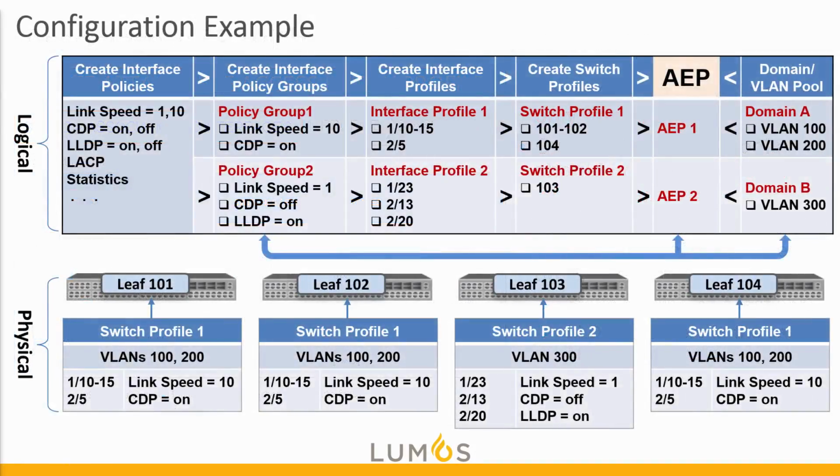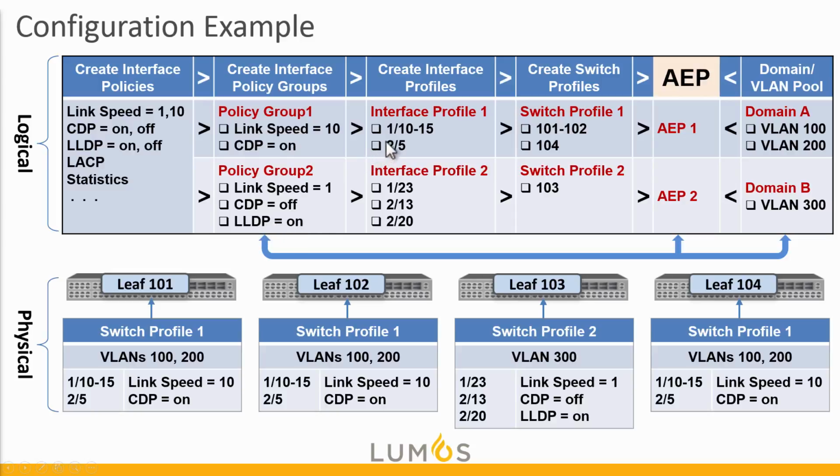So here's a final configuration example. We've created some interface policies. One is link speed 1 gig and another is link speed 10 gig. We've created one policy with CDP on, another with it off, one policy with LLDP on, another with it off. Okay? And then any LACP or statistics or anything like that. We've created 2 policy groups, one with link speed 10 and CDP on, another with link speed 1 gig, CDP off and LLDP on.